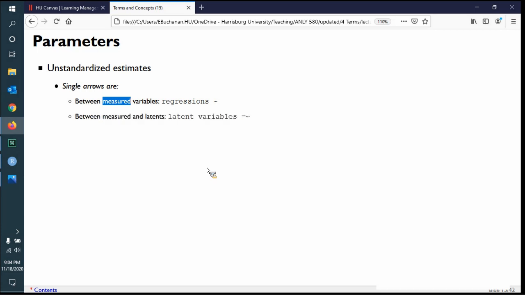Between measured and latent variables, in the code it'll say latent variables, and then it'll say equals tilde. That one is a special symbol for build me a latent variable. Those are interpreted as B coefficients, just like regressions, the relationship between two variables. As x increases, y either goes up if b is positive or goes down if b is negative. So for every 1 unit increase in x, we get b unit increases in y, which is the same interpretation as regression.